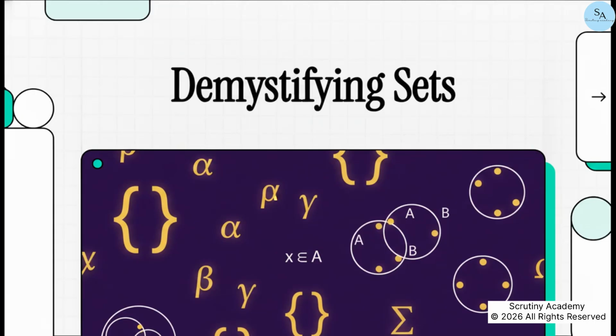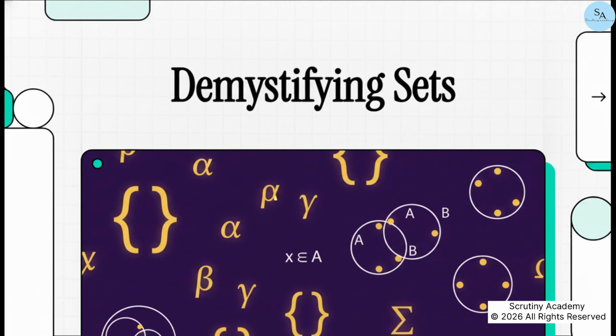Look, if you've ever opened a math textbook, seen a page entirely covered in curly brackets, weird Greek letters, and endless equations, and just felt an immediate wave of panic, take a deep breath. You are in exactly the right place. Today, we are completely demystifying the mathematical concept of sets.